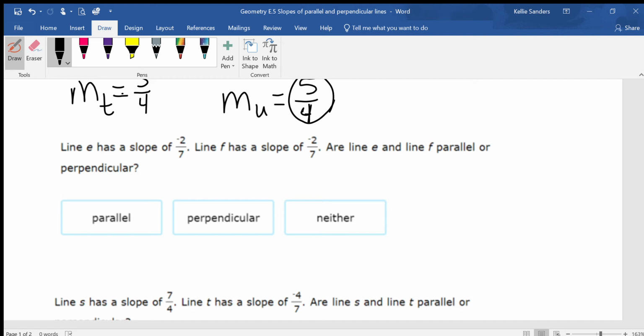Okay, so line E has a slope of negative 2 over 7. Line F has a slope of negative 2 over 7. Are line E and line F parallel or perpendicular or neither? Because it could be neither one of them. So if line E has a slope of negative 2 over 7, line F has a slope of negative 2 over 7, they're exactly the same, so they are parallel.